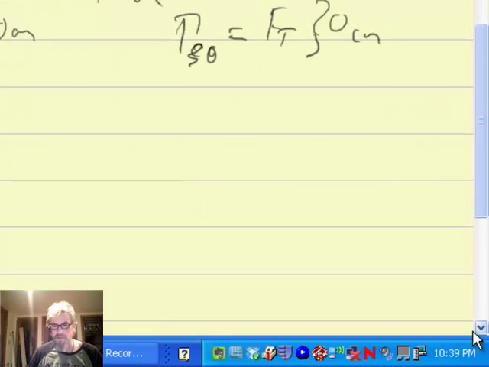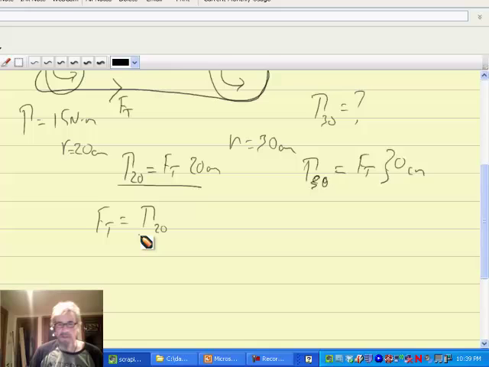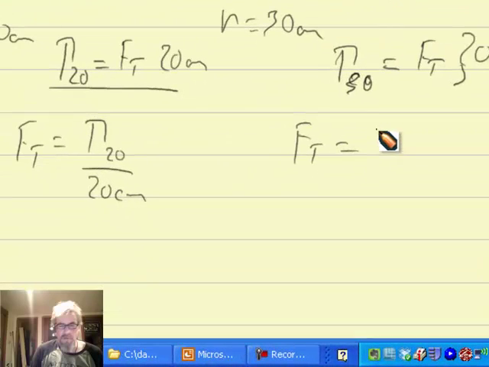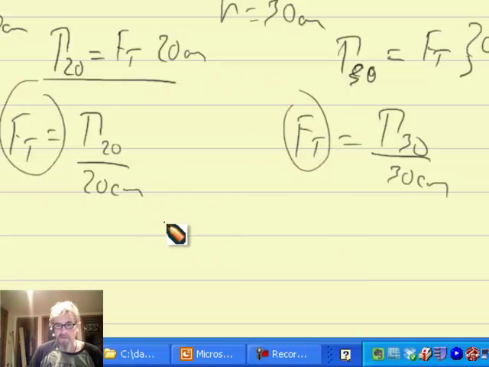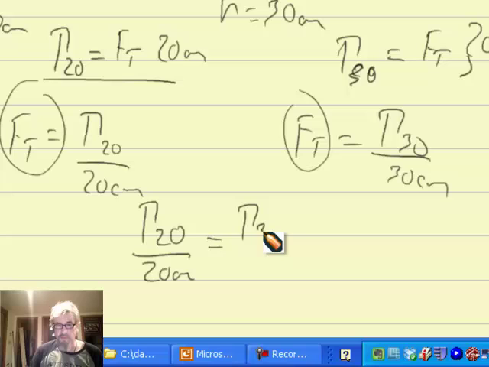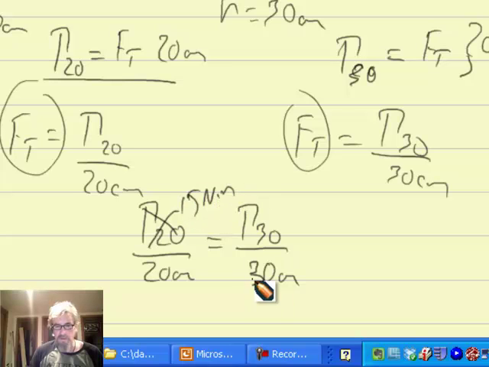So solving this equation for force tension, I get tension is equal to torque for the 20 centimeter pulley divided by 20 centimeters. And the tension over here is torque 30 divided by 30 centimeters. Setting these equal to each other, because remember the tension is the same all throughout that belt, we get this simple equation. Torque 20 over 20 centimeters is equal to torque 30 over 30 centimeters. Well, torque 20 was 15 Newton meters. We knew that one. So this is just a cross multiply and divide problem. And we find out that the 30 centimeter pulley's torque is equal to 22.5 Newton meters.